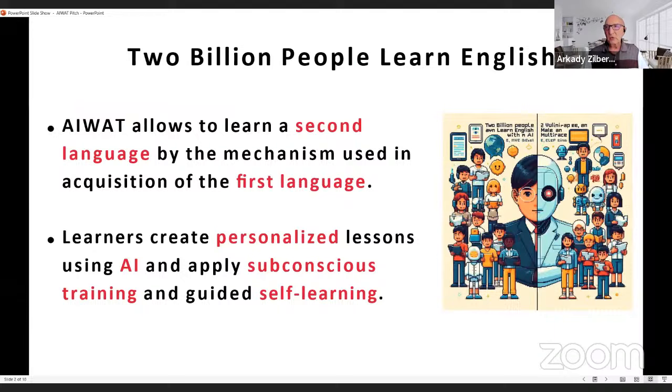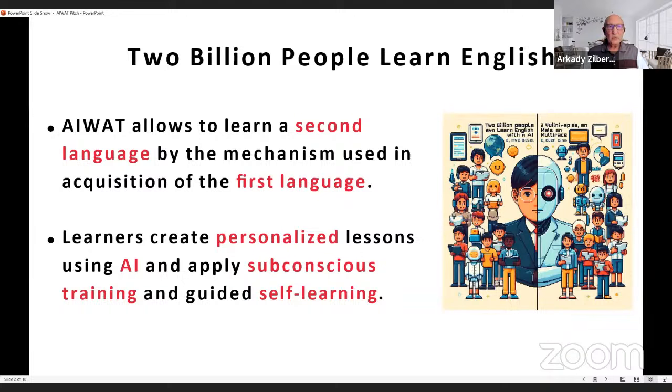2 billion people learn English. AIWAT allows us to learn a second language by the mechanism used in acquisition of the first language. What is the mechanism of the first language acquisition? It's subconscious. You understand that all children acquire their native language by using their subconscious. They do not think, they do not memorize, they don't know grammar rules, and they speak subconsciously, that is, automatically.